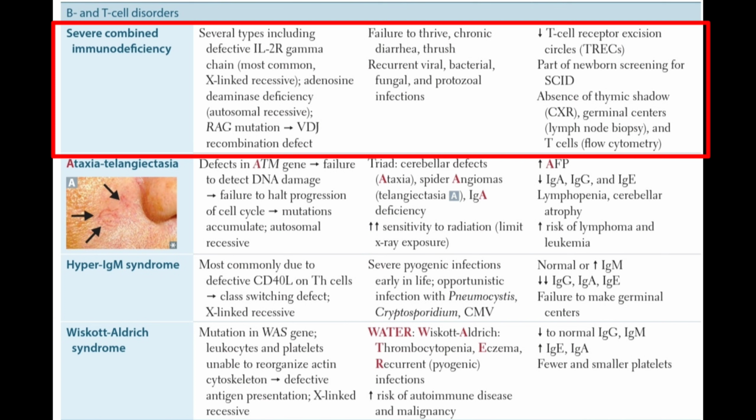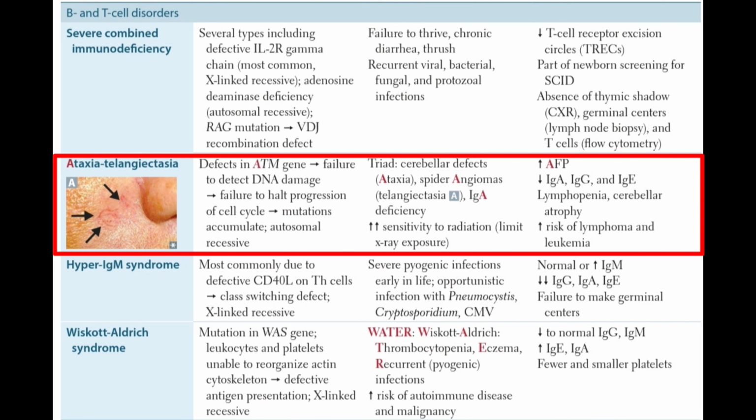The presentation of severe combined immunodeficiency is failure to thrive, chronic diarrhea, thrush, and recurrent viral, bacterial, fungal, and protozoal infection. The findings in severe combined immunodeficiency are decreased T cell receptor excision circles and absence of the thymic shadow in the chest X-ray. In the lymph node biopsy and the T cells in flow cytometry, you can see absence of the germinal center. Those germinal centers are ill developed in the lymph node biopsy.